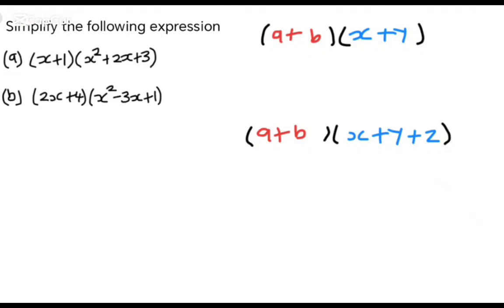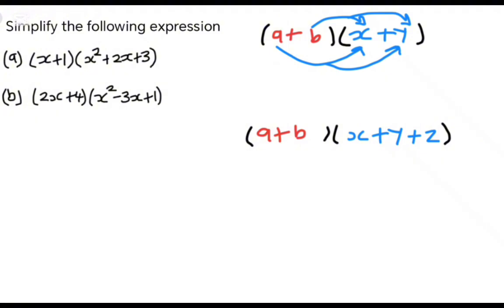Welcome back, guys. In our previous videos we talked about how to multiply a binomial by a binomial, whereby everything inside these brackets must multiply everything in the other brackets. This one multiplies here and also here, and this one multiplies this side and also this side.